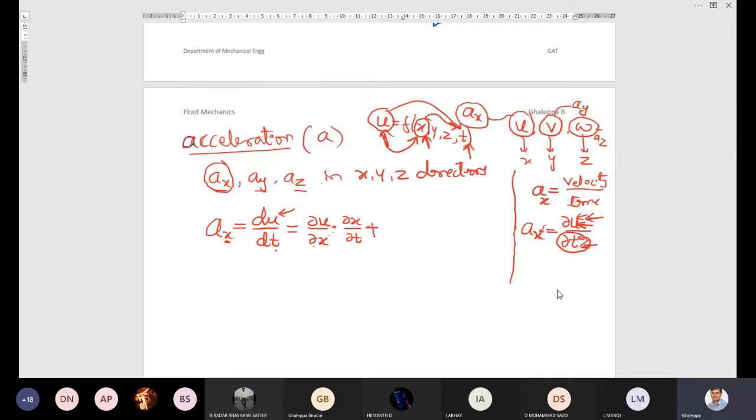Plus the velocity u is also a function of y. So how should I write the equation? Velocity u is also a function of y, and y is a function of time. Understood? Plus u not only depends on x, not only depends on y, u also depends on z. So in that case, how will you write? U depends on z, and at the same time the coordinate z is also dependent on time t. I hope you understand this equation.